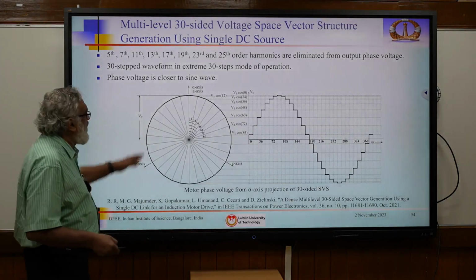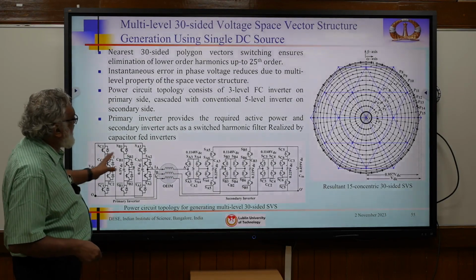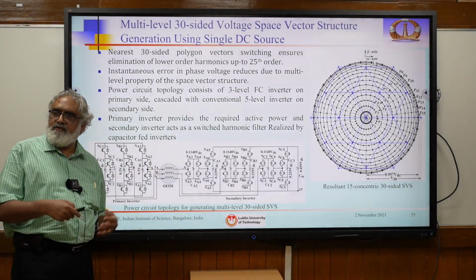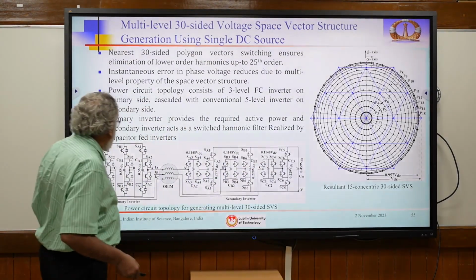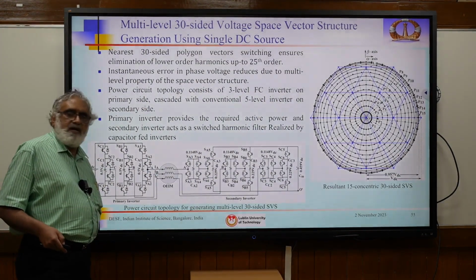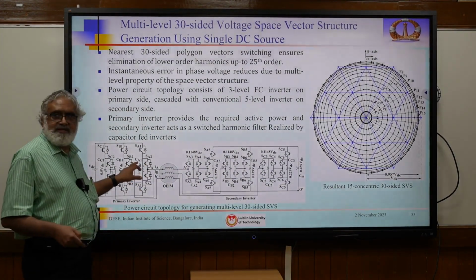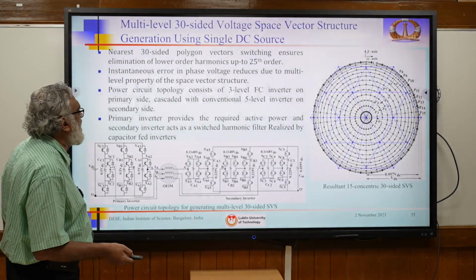Yeah, okay, we are going to 30-sided operation also. See, 30-sided we extended also. 30-sided means all the harmonics up to 23, 25 are absent. And many multi-layers are possible here. Open-end winding, small, low volume switched capacitor filter. This is the standard 3-level structure. You get that one. Harmonics are suppressed there.